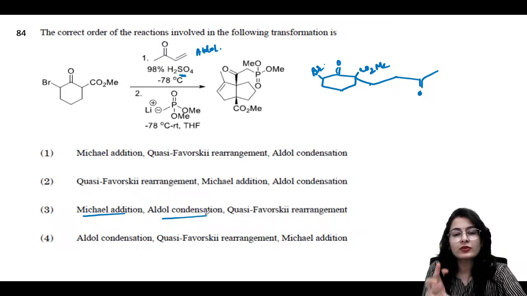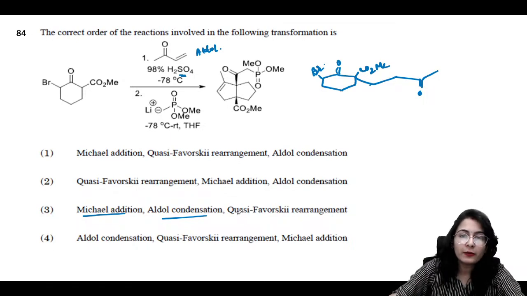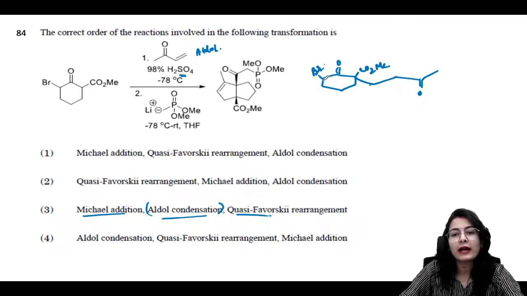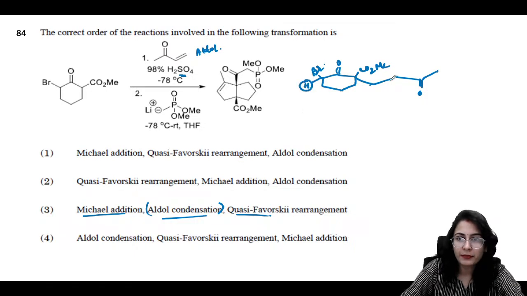Yes, exactly, Yuvraj. If we are doing quasi-Favorskii, we need bromine also, we need carbonyl also. So if we are doing aldol condensation, from where are we going to do it? There is no more proton remaining over here, and compared to these two, this proton is more acidic. So let's do it from here. If the enolization takes place from here, it is going to attack over this carbonyl.